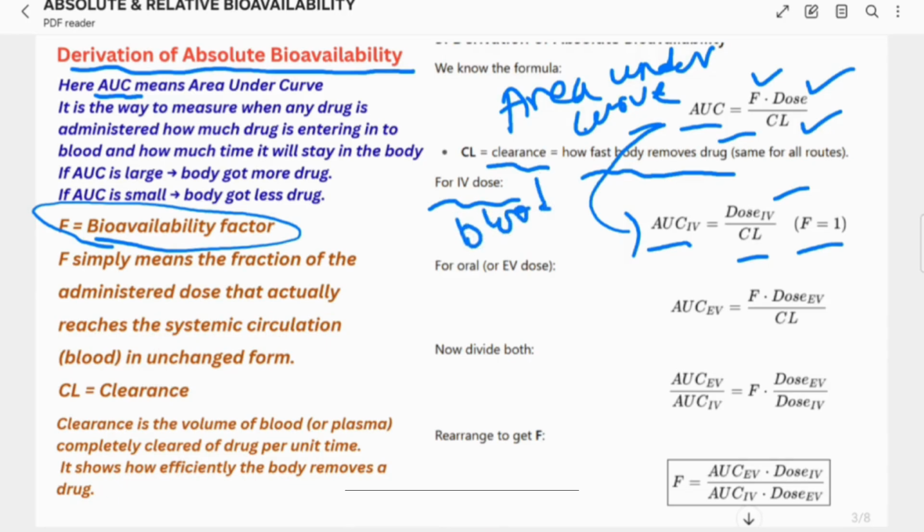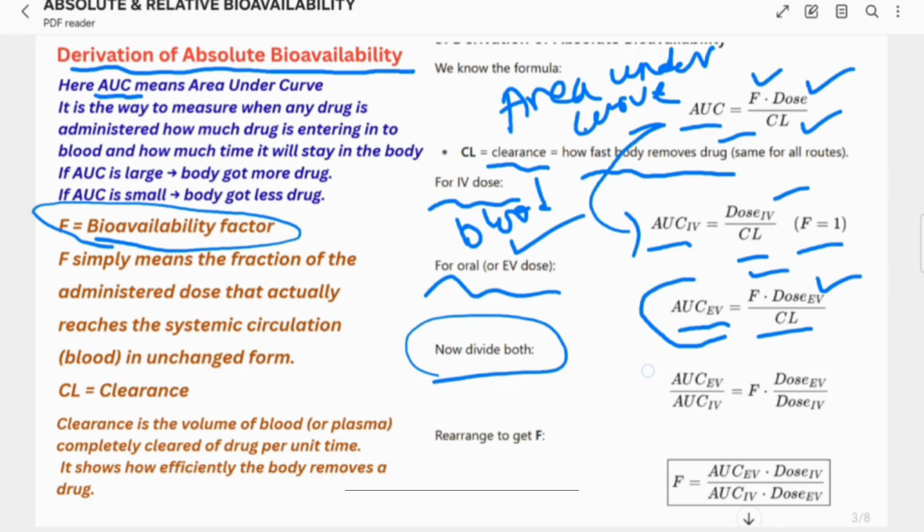For oral administration, that is the extravascular route, the AUC equation will be AUC EV is equal to F into dose EV divided by CL. Now we divide both equations: AUC EV over AUC IV is equal to F into dose EV divided by dose IV. Here F is present because F is not equal to 1; the bioavailability factor F is not 100% in case of oral drug administration.